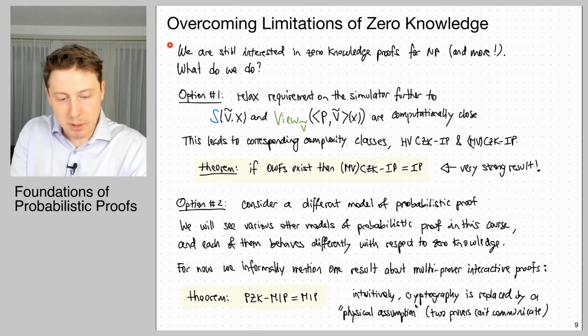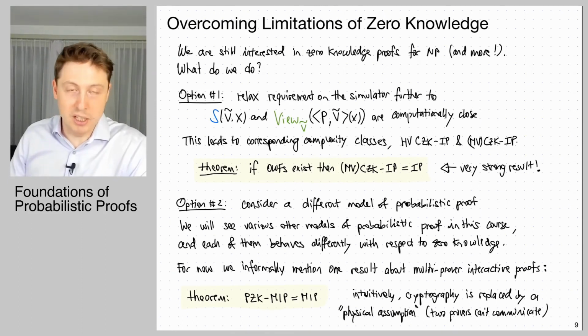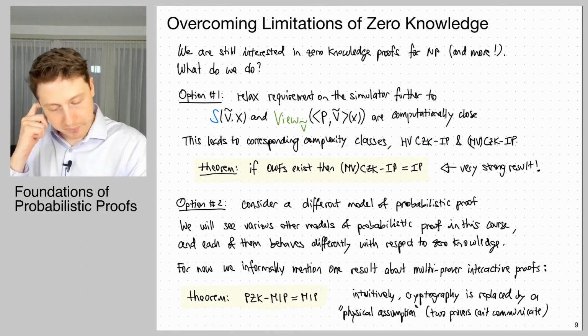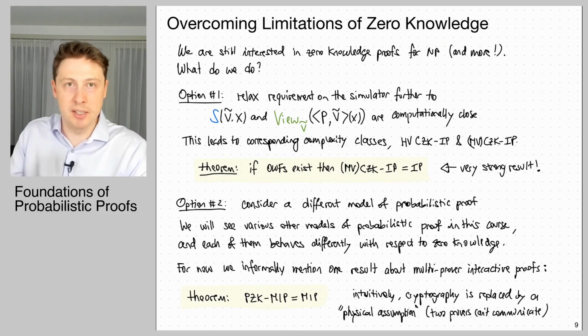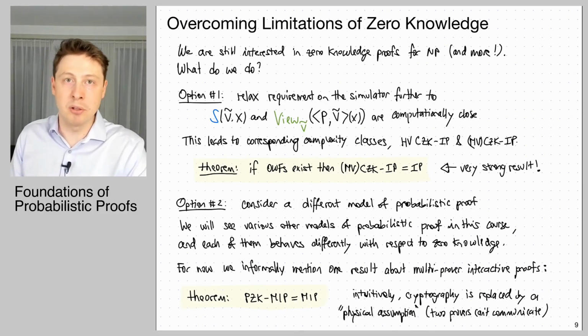So this is just a bird's eye view of, I would say, the two main ways to create zero knowledge beyond the extremely restricted setting of just everything information theoretic and only about interactive proofs, which is quite limited in the previous slide.